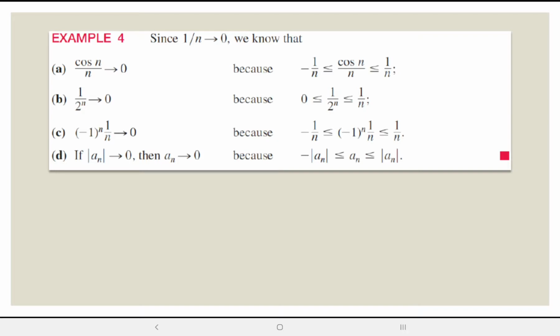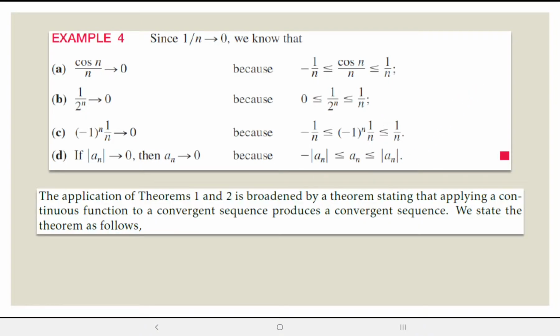Next, we have the following identity. Pwede nyo itong gamitin, no? If the absolute value of a sub n approaches 0, then a sub n approaches 0. I think, discuss na natin to pero sinabi natin siya na absolute convergence rule ata yun from early calculus, okay? Because we have that then negative of the absolute value of a sub n is less than a sub n, which is less than the absolute value of a sub n, okay?